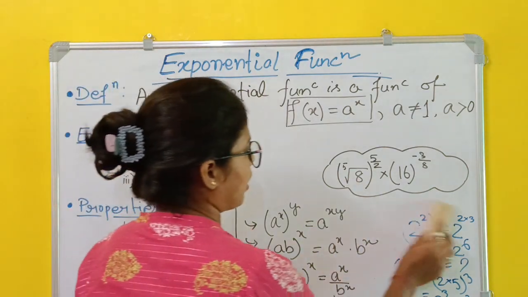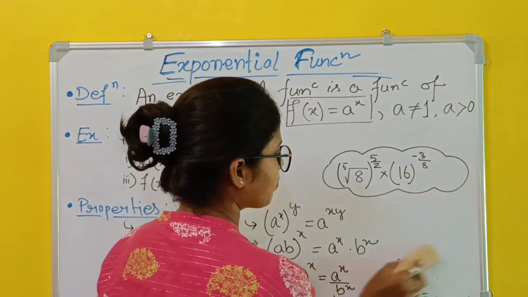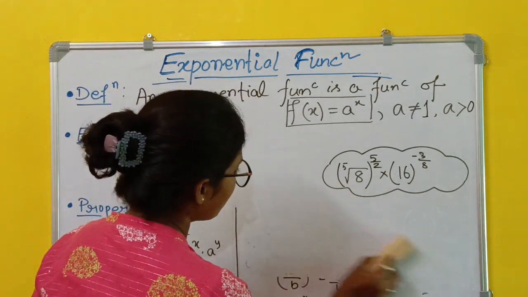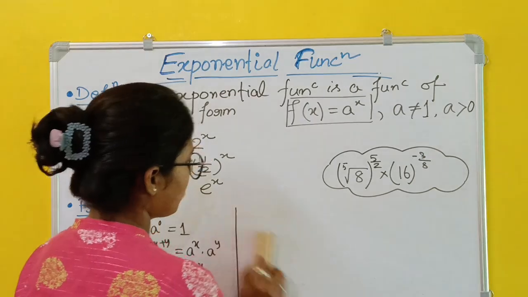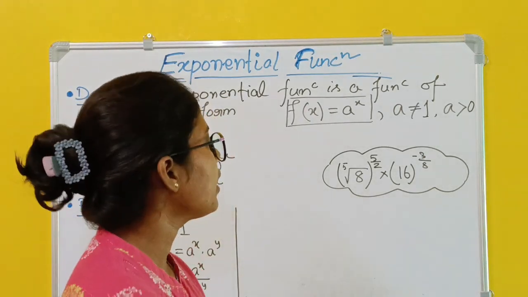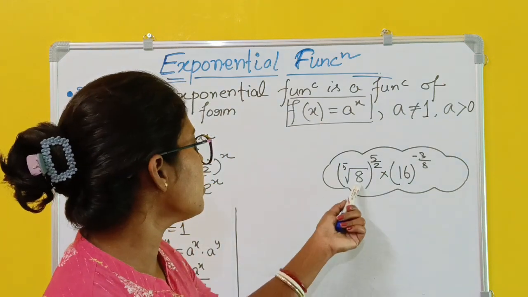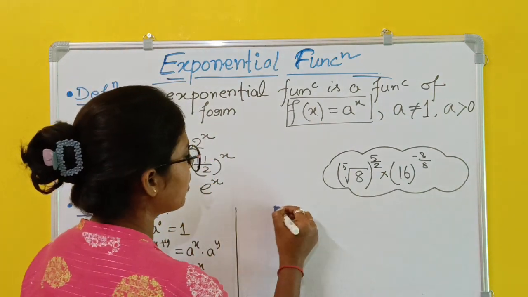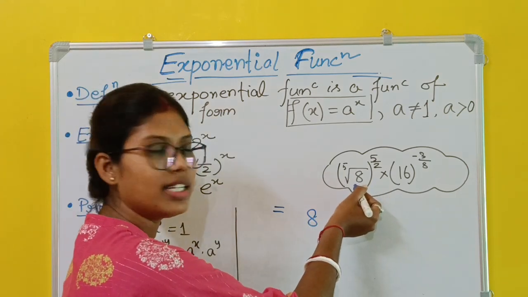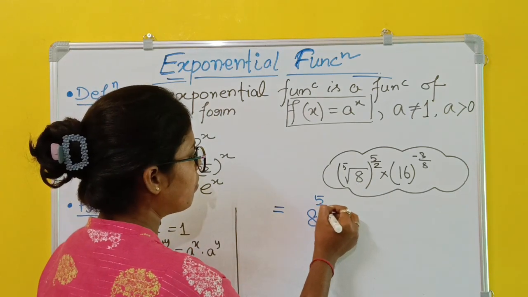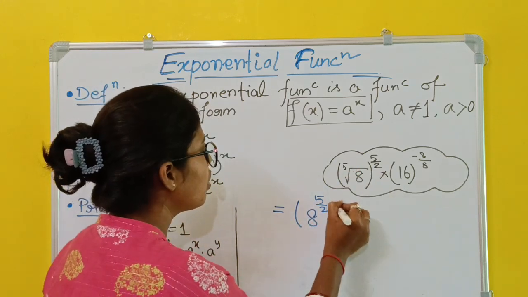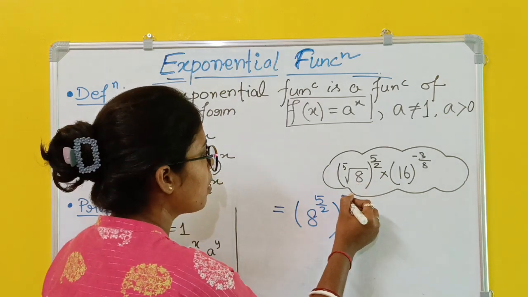Now let's discuss one example here. This example I have taken. Now let's solve this. So I am removing this part. First of all, we have to make it smaller. 8 is there. So let's see what it becomes. Fifth root of 8, right? So it is becoming 8 to the power 5 by 2, the inside portion, whole to the power 5 by 2.